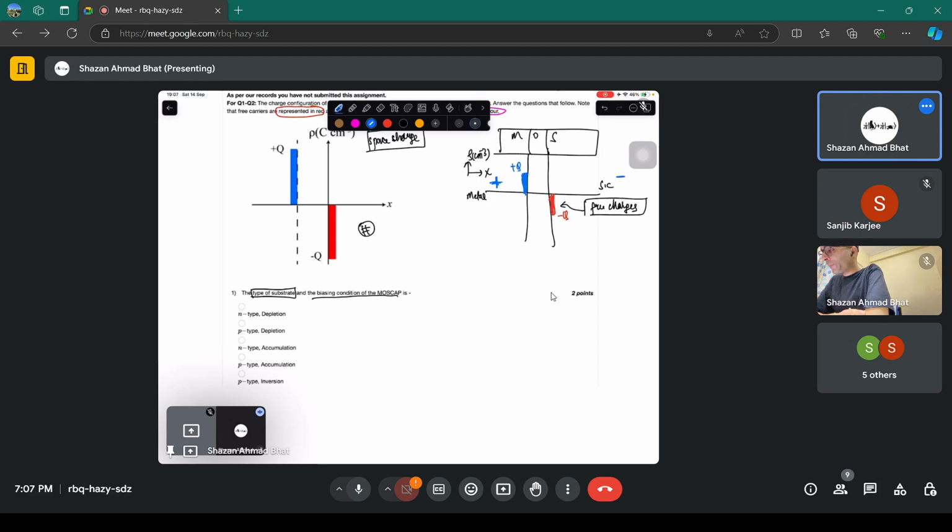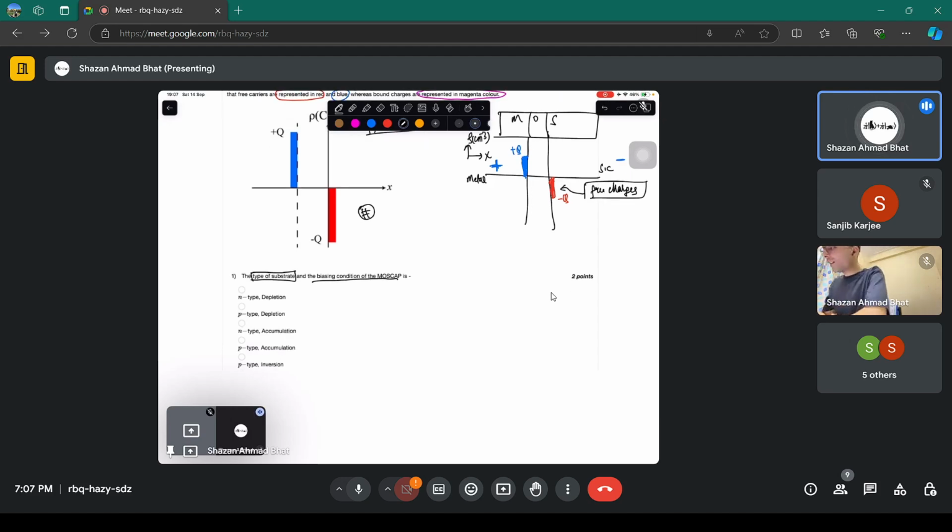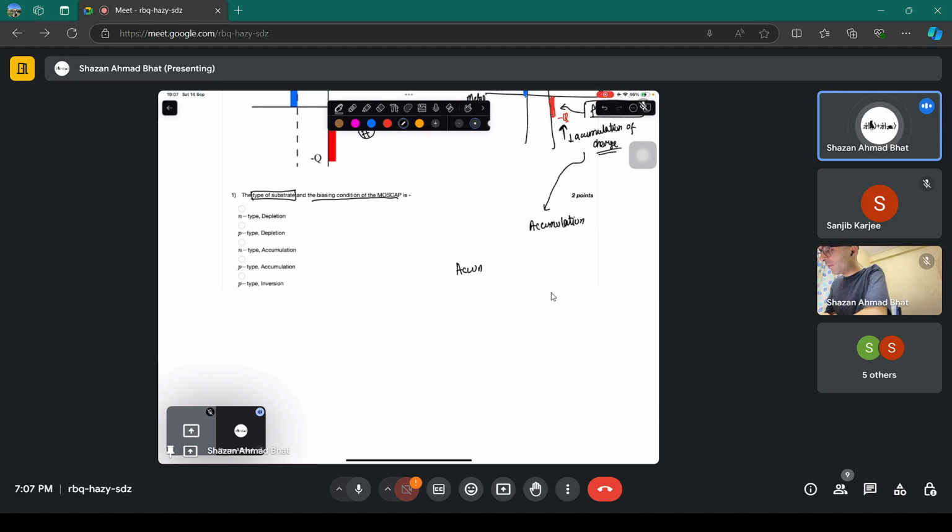Now, what is going to happen? If there are free charges present at this particular region, it means that there is an accumulation of charges. That means this is something called the accumulation region. There are regions like accumulation, depletion, and inversion. I think we did not talk about accumulation. My bad.